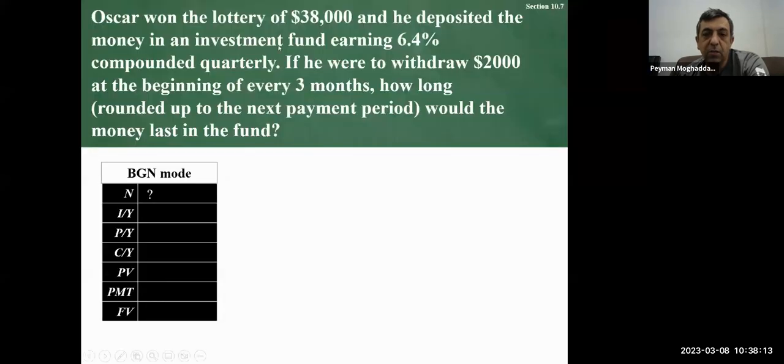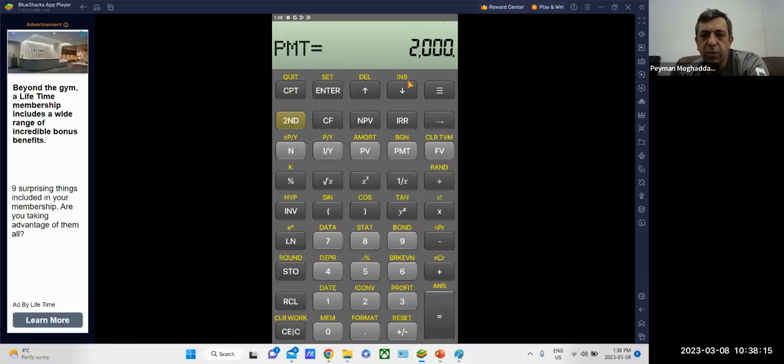Okay, so let's go to the rest of it. Sorry, it has to be negative though, right? Yeah, payment has to be negative because you withdraw money. So yeah, 2,000 is negative. So I set up present value, PMT, and future value.